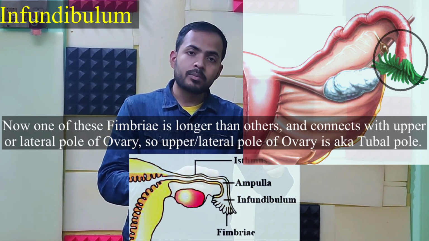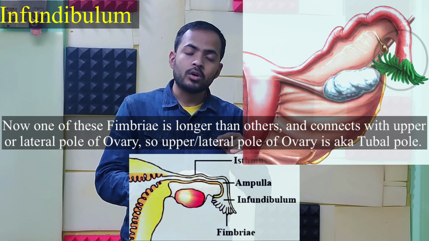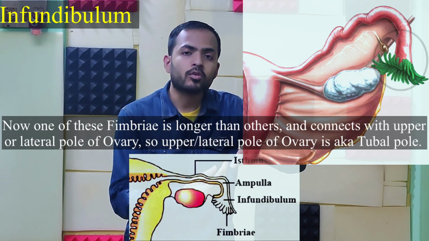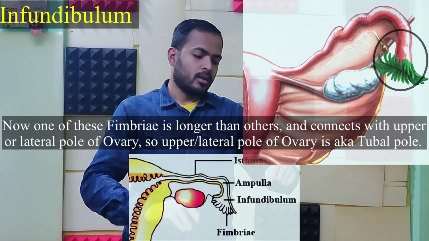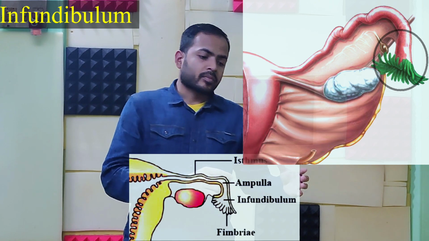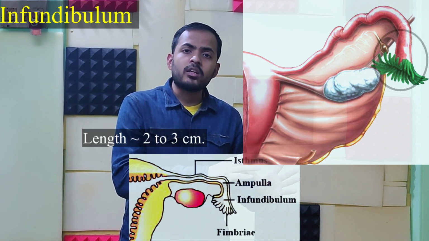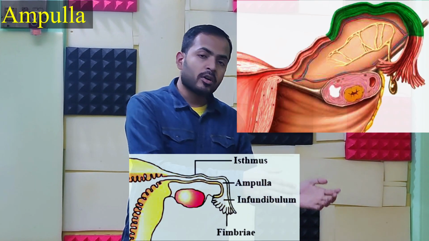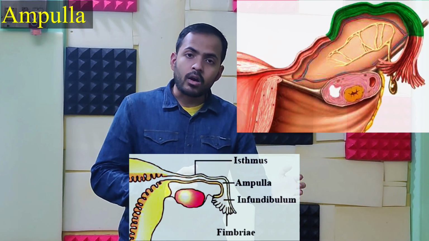Now this fimbria is a part of the fallopian tube. So the upper pole of the ovary is also known as the tubal pole of the ovary, okay. Now here's the thing, this infundibulum is almost 2 to 3 centimeters in length, okay, and the next part of the infundibulum is known as the ampulla, okay.